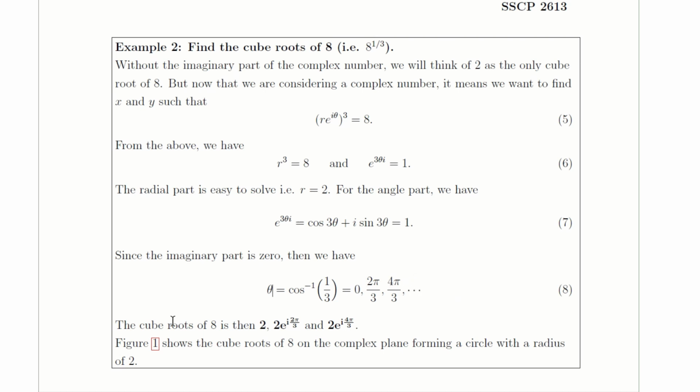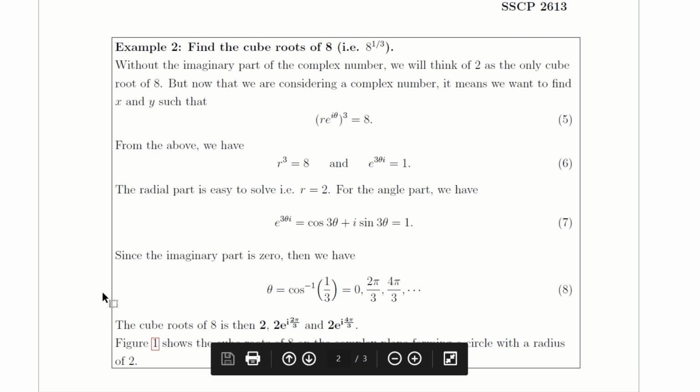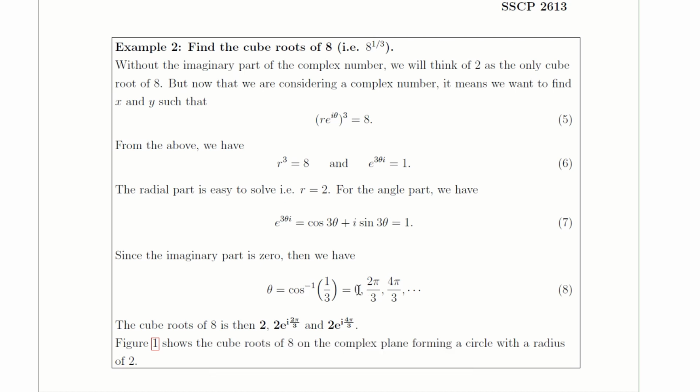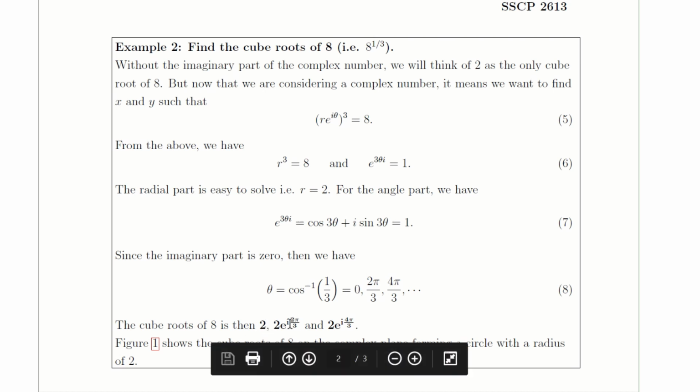So now it means the cube roots of this number 8 are: 2 alone, because when theta is equal to 0, e to the i theta, or e to the i0, is going to be 1, and therefore 2 is a root. And then you have 2 e to the i 2 pi over 3 and 2 e to the i 4 pi over 3, right? So these are the 3 roots.